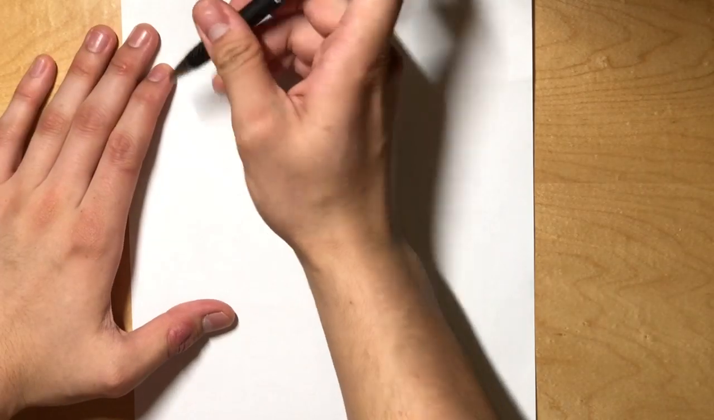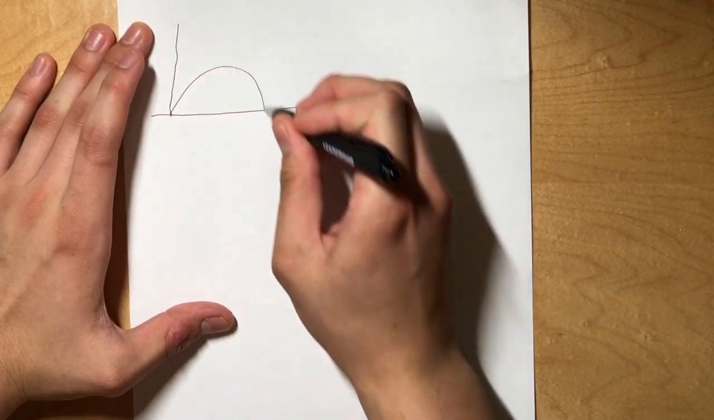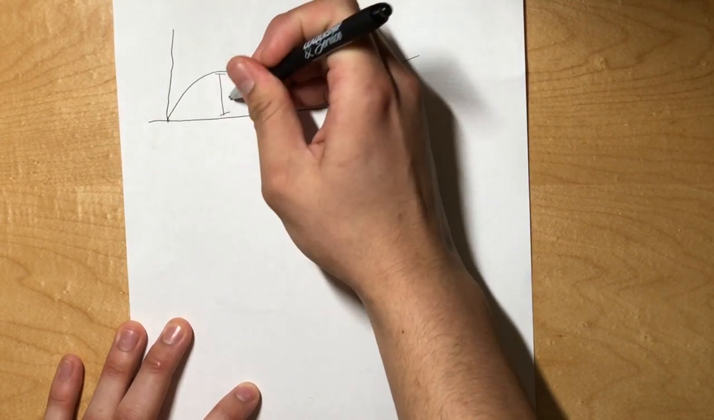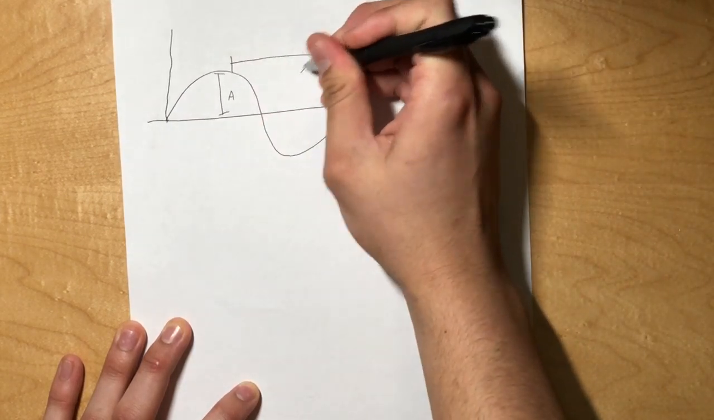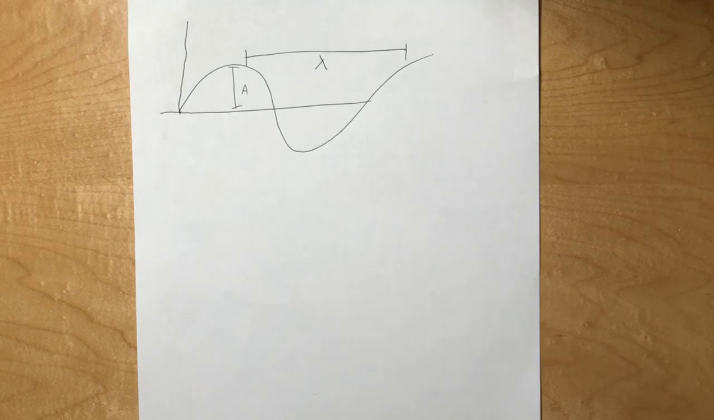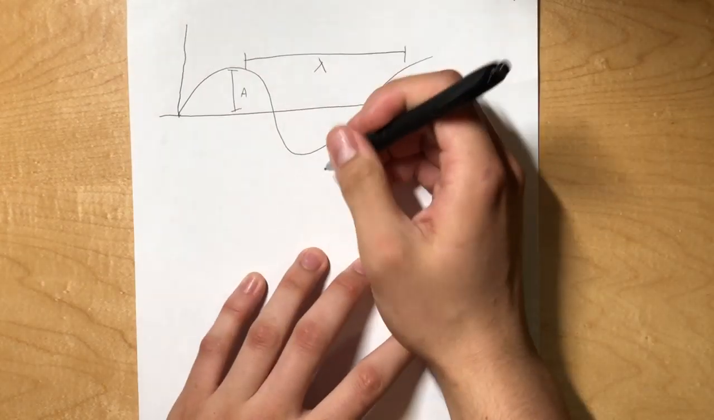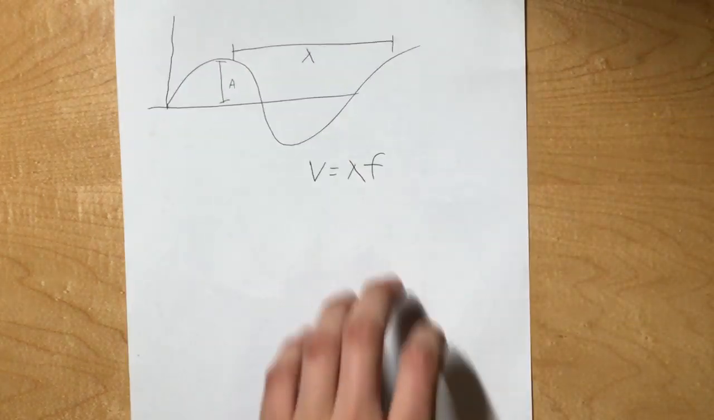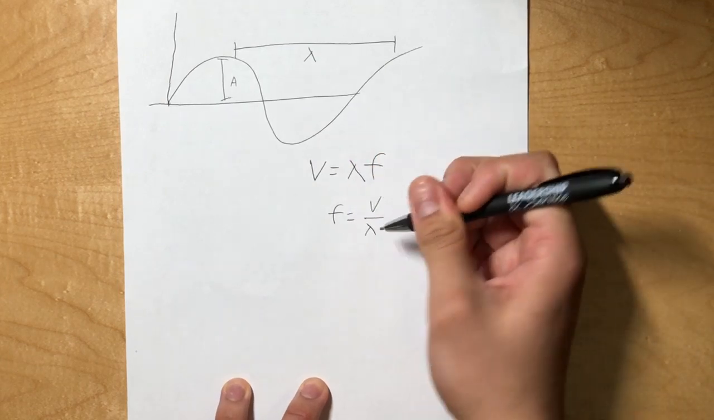So what is sound? Sound is simply a wave with an amplitude of this distance, and from trough to trough being the wavelength, and we denote that by lambda. So there's an important formula that relates wavelength, velocity of the wave, and frequency. And that formula is velocity equals lambda times your frequency. So in this case, your frequency would equal velocity divided by your lambda.